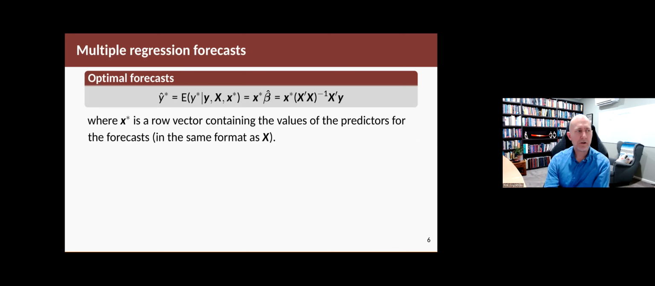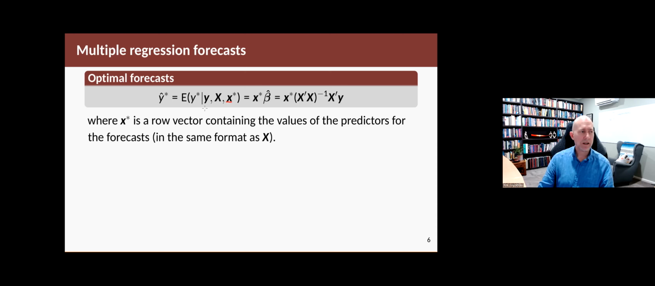The last thing I wanted to show you was how to write down the forecasts and the forecast variance in this matrix form. So your forecasts can be written as this expectation, where y is your observed response variable, x is the matrix which contains all of the predictor variables, and x star, it's a new thing here, that's a row vector containing the values of the predictors for the period that you're forecasting ahead. If you're forecasting lots of periods ahead, then it's a matrix where each row corresponds to one of those periods.